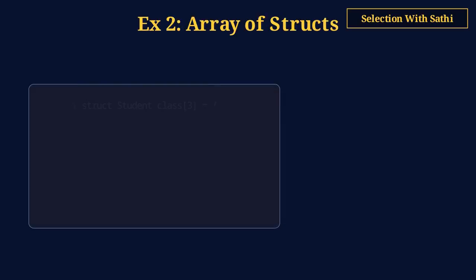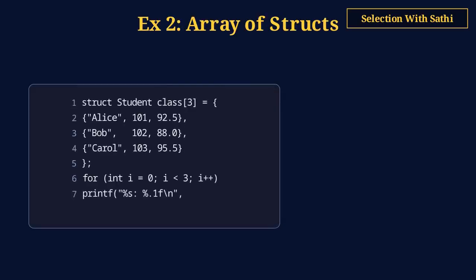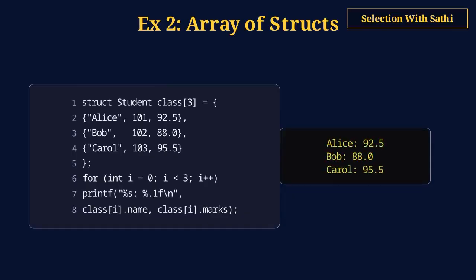Second example: array of structs. We create an array of 3 students with names, ages, and GPAs. To find the topper, we loop through the array comparing GPA values. We keep track of the index with the highest GPA. After the loop, class[best].name gives us the topper's name. The answer is student B with GPA 9.1. Arrays of structs are the foundation of database-like operations in C.